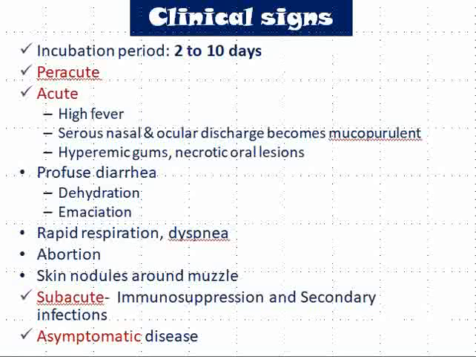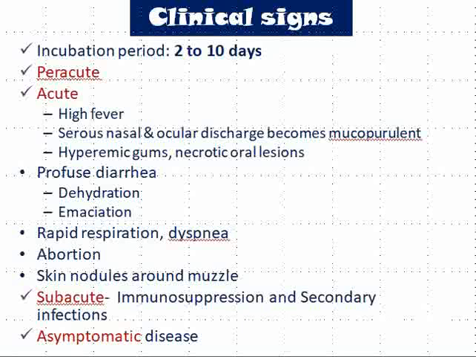Some animals may abort. In the late stage of disease, small nodules resembling contagious ecthyma, sheeppox or goatpox can appear in the skin around the muzzle. Severely affected animals become dehydrated and emaciated. Hypothermia can precede death. Animals that do not die often have prolonged convulsions.